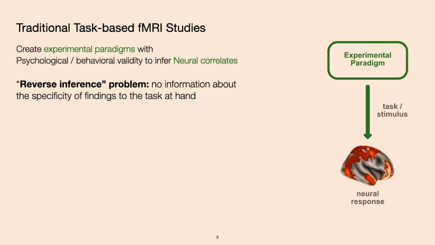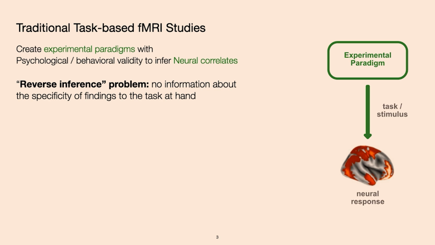Let's talk briefly about traditional task-based fMRI studies. In these studies, what we do is create an experimental paradigm that has some psychological behavioral validity in order to infer the underlying neural correlates. This is the traditional approach, what we all use, but it faces a reverse inference problem. So we have no information about the specificity of findings to the task at hand. If we show a stimulus and some brain areas activate for that stimulus, it doesn't mean that those areas are specific for the elaboration of that stimulus.